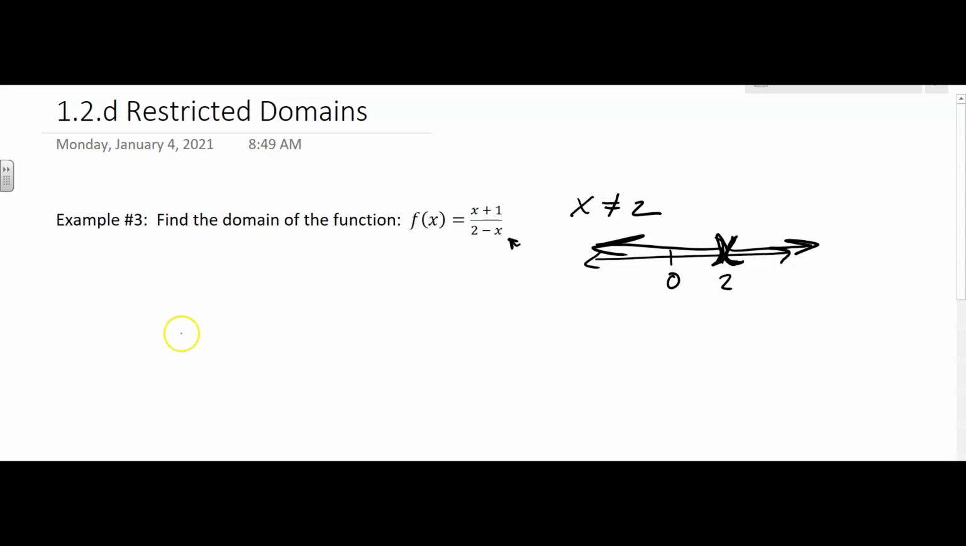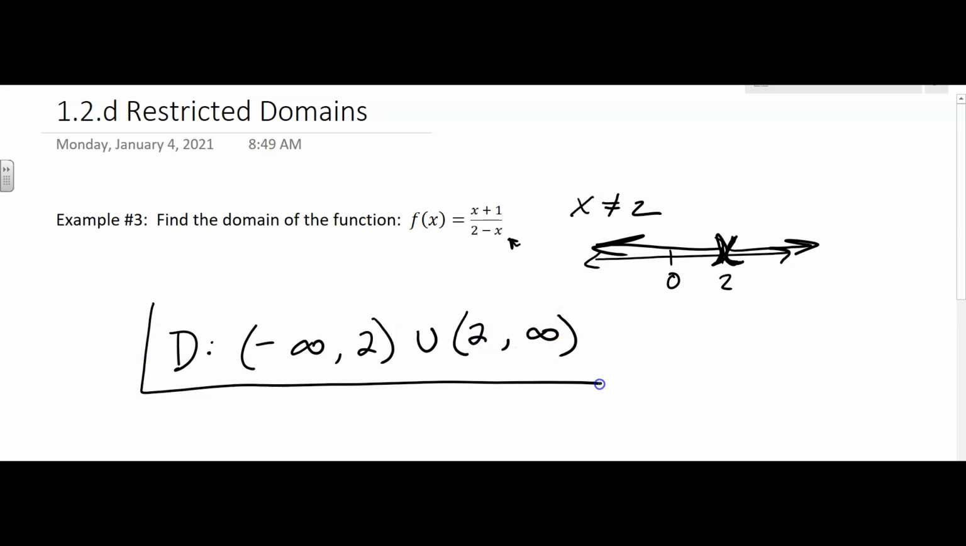In interval notation, it looks like this. The domain is from negative infinity to 2. You don't include the 2. Union, and then 2 to infinity. It's kind of long, but that's how we write it in interval notation. Those are all the numbers that x can be. We just can't have x be 2 in this case.